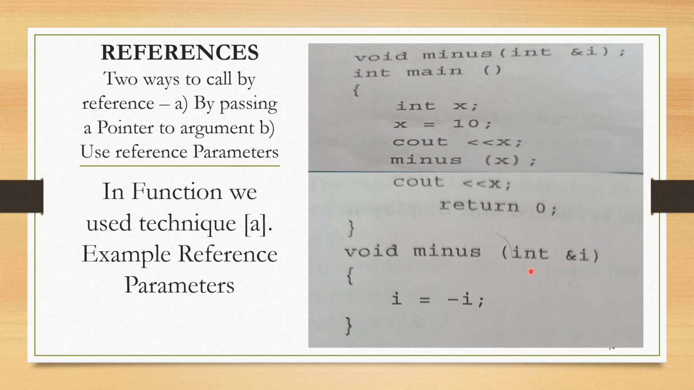This is an integer, and i is the address. Earlier you have seen star i. Now you see &i. Here i = i - 1, and &i means nothing but the value of x, because the x value is passed. x has come here, so the value will become minus 10. Okay.